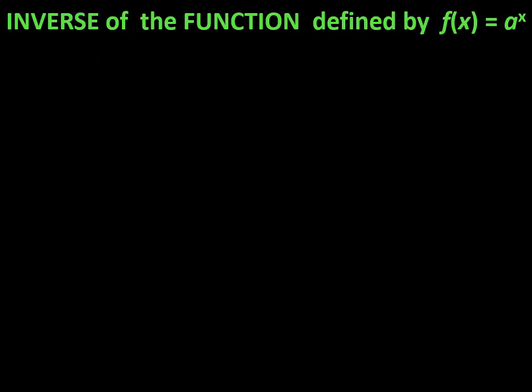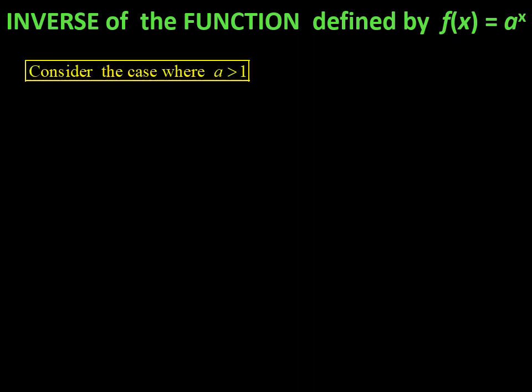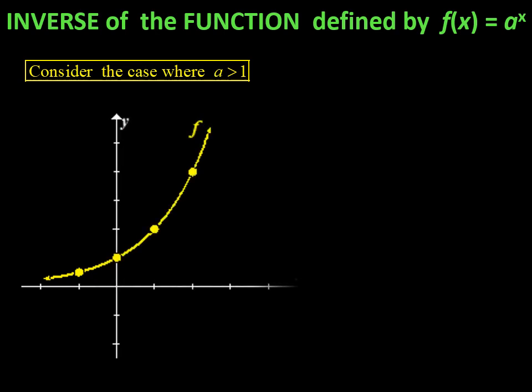Now let's determine the inverse of the exponential function defined by f(x) equal to a to the x. And we're going to look at the case where a is greater than 1. That means we're going to look at the increasing exponential function. So let's have the increasing exponential function there. And there we have 4 points that are plotted there. I can maybe see this is 2 that goes with 4, and 1 that goes with 2, and 0 with 1, and negative 1 with a half.